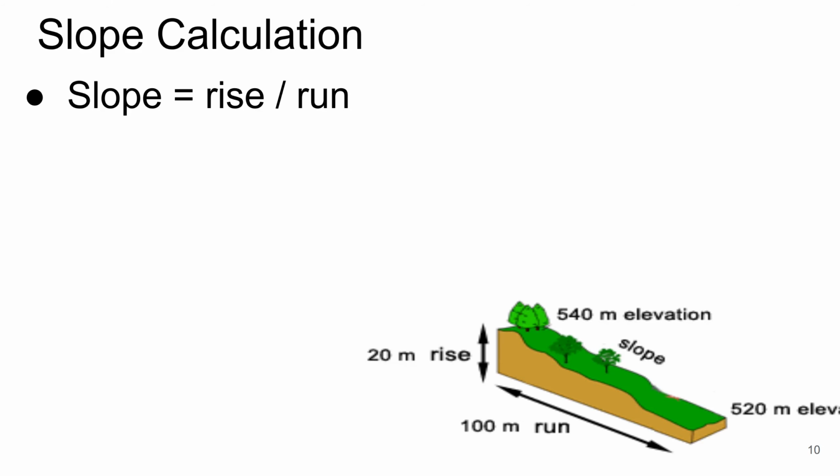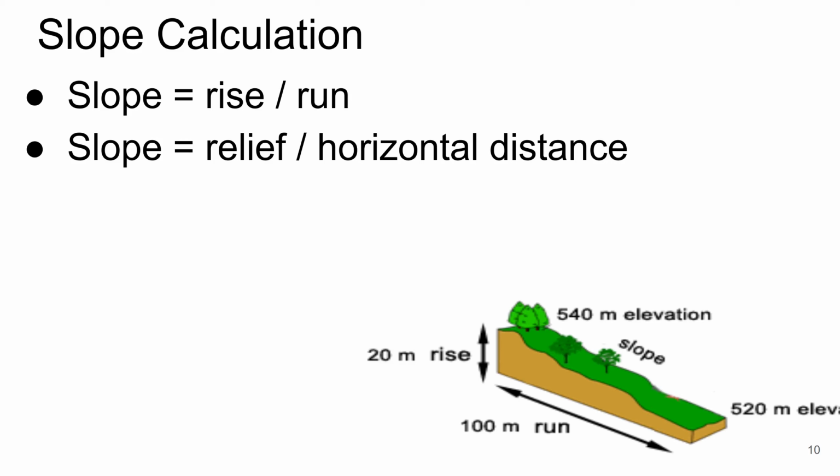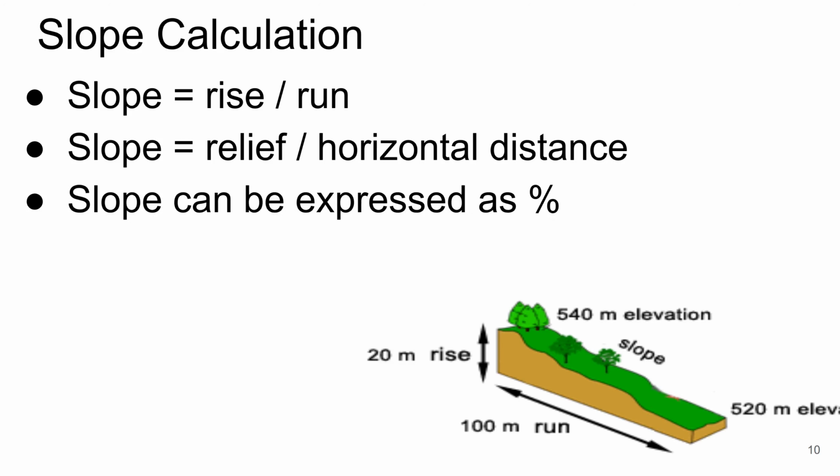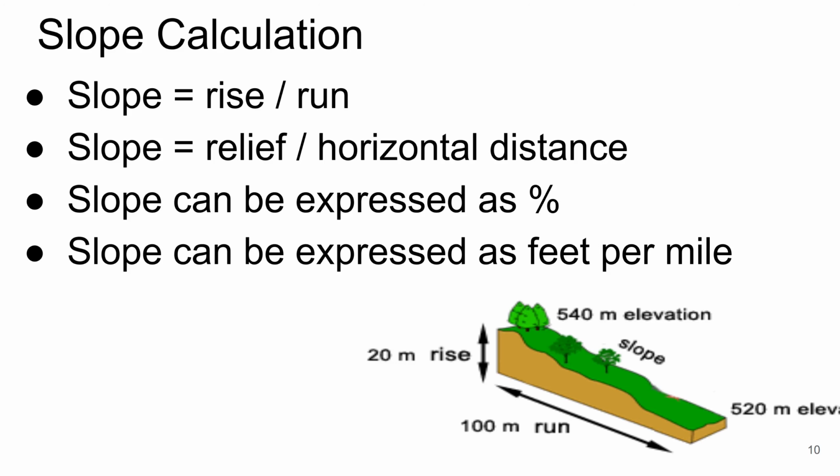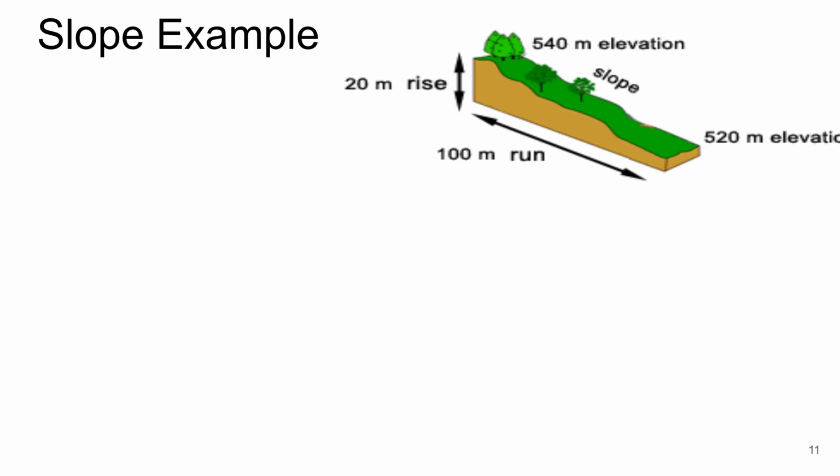So slope equals rise over run. Slope equals relief divided by horizontal distance. Slope can be expressed as a percent. Slope can be expressed as feet per mile. So let's go through this example.